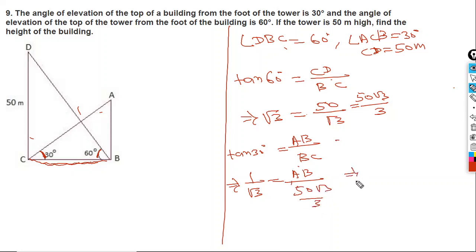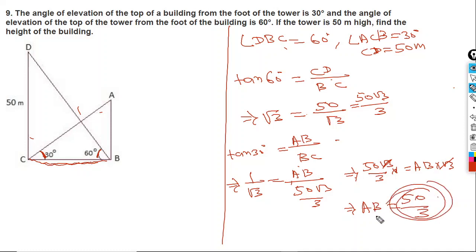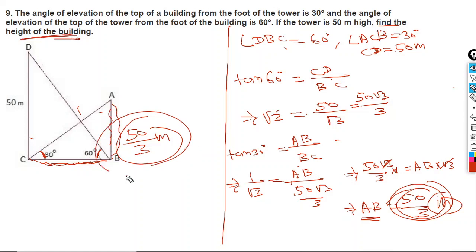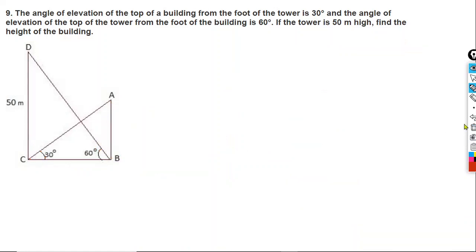Just cross multiply it here. 50 root 3 by 3 into 1 will be equal to AB into root 3. Now root 3 and root 3 will cancel. So AB equals 50 by 3. So the length of AB is 50 by 3 meters. Where is AB? This one. We have to find the height of the building, so this is the height of the building. The height of the building is 50 by 3 meters.